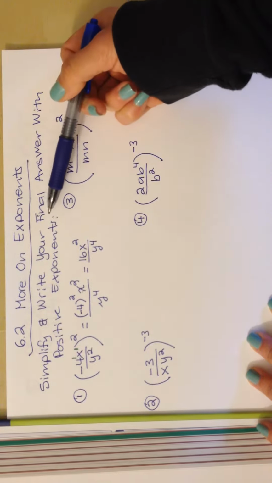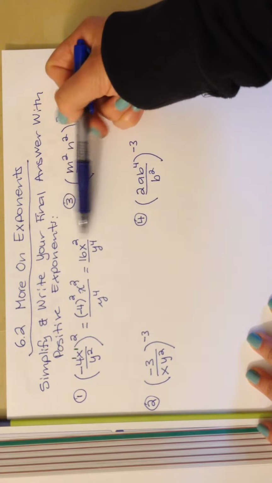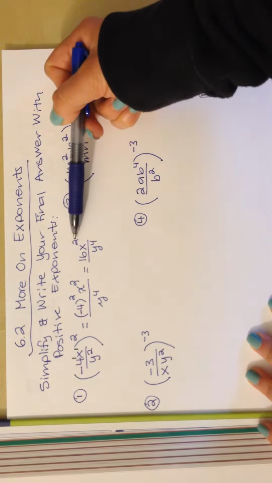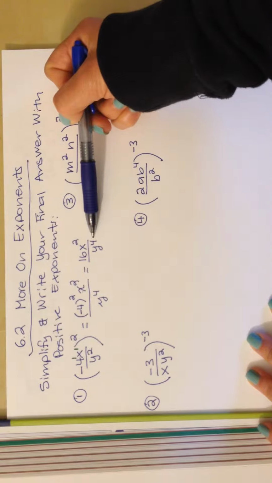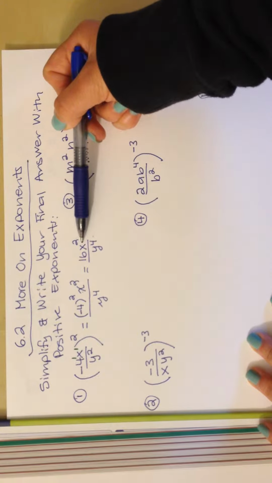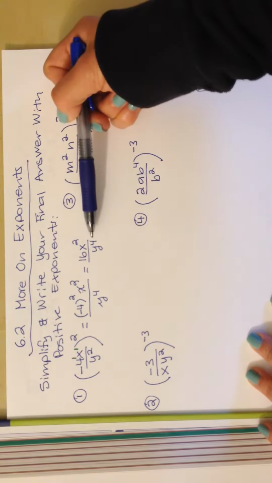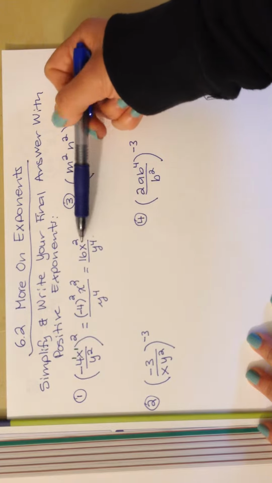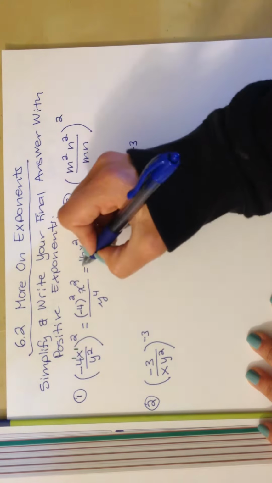The reason why we don't subtract our exponents here is because we do not have the same base. You have a base of x and a base of y. So we do not subtract since the bases are different.